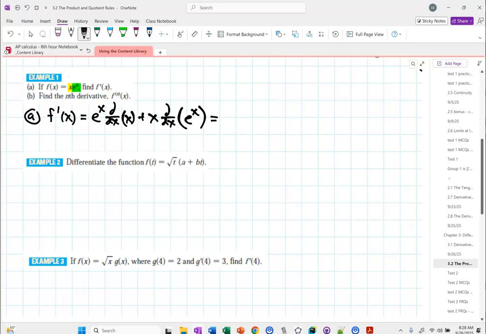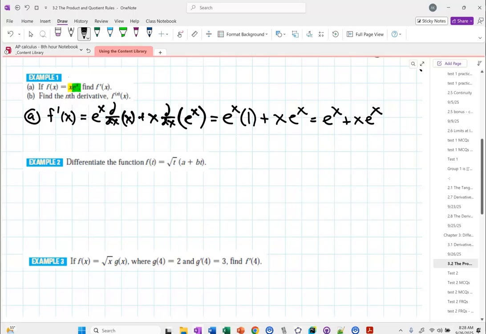Now, what's the derivative of x? 1, correct? And what's the derivative of e to the x? e to the x. Is everybody happy with what we did there? Bless you. So far so good?